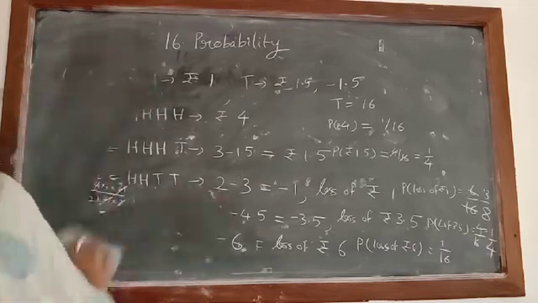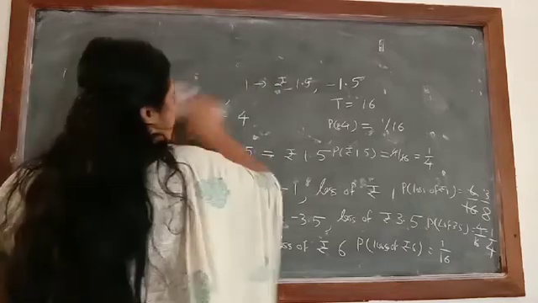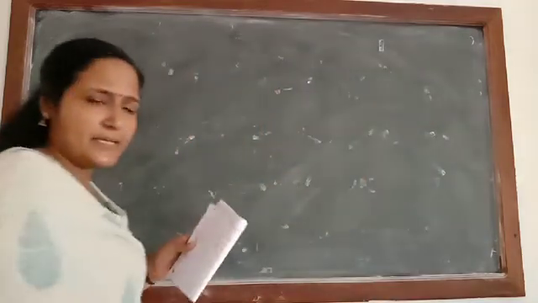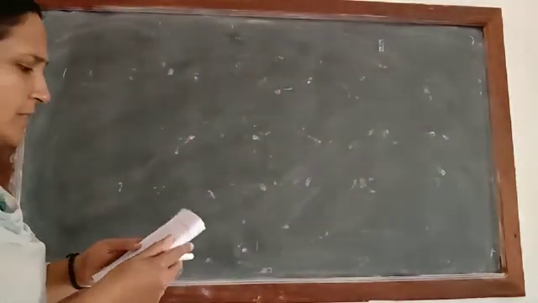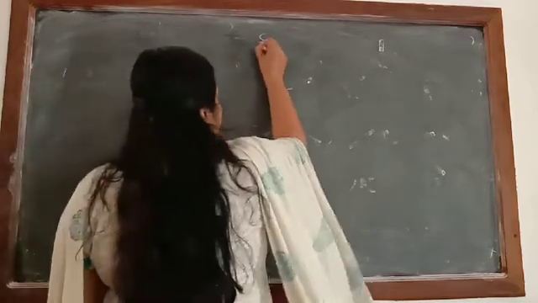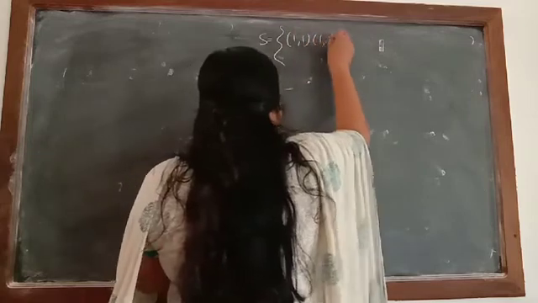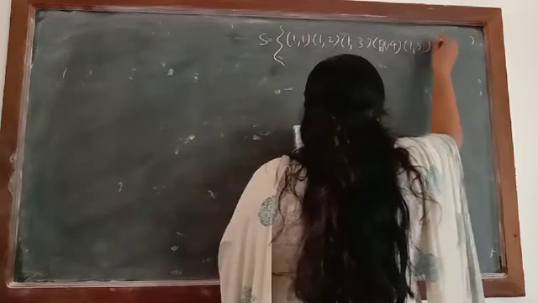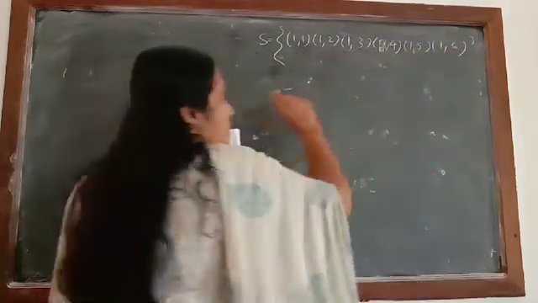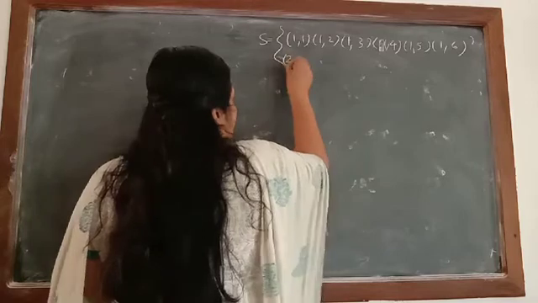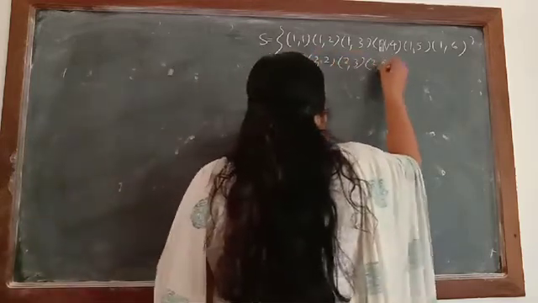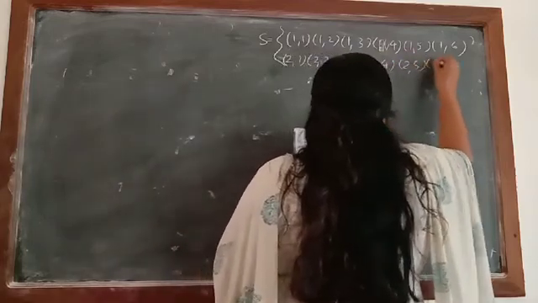In the next question it is written, 2 dice are thrown simultaneously. So when 2 dice are thrown, first we can write down what will be the total possible outcomes. Sample space is equal to 1 1, 1 2, 1 3, 1 4, 1 5, 1 6. You have to write down all the 36 outcomes, then only the calculation will be easy for you. 2 2, 2 3, 2 4, 2 5, 2 6.